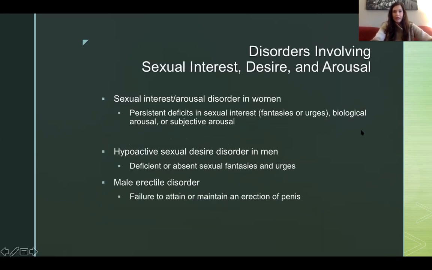So as we mentioned, there are 4 categories of disorders. We're going to start with the sexual interest, desire, and arousal category first. There is sexual interest and arousal disorder in women, which is persistent deficits in sexual interests, fantasies, or urges, biological arousal or subjective arousal. There's also hypoactive sexual desire disorder in men, which means deficient or absent sexual fantasies and urges, and male erectile disorder, which is a failure to attain or maintain an erection of the penis.